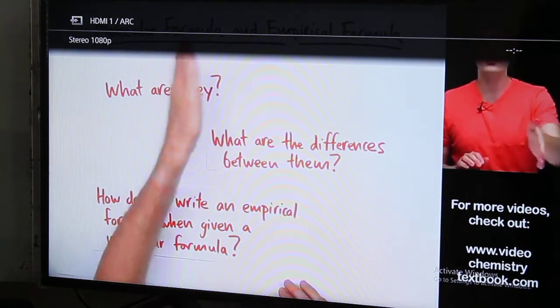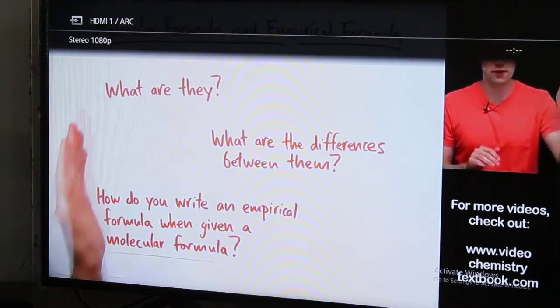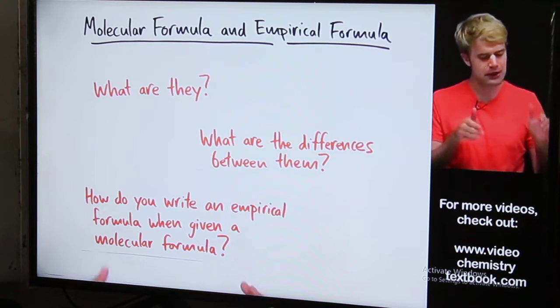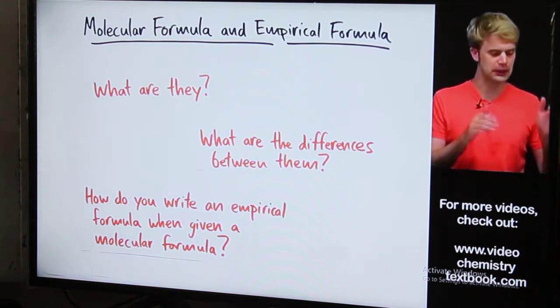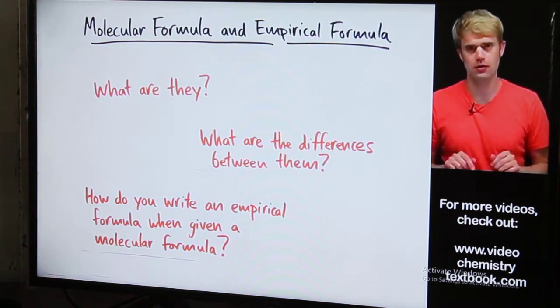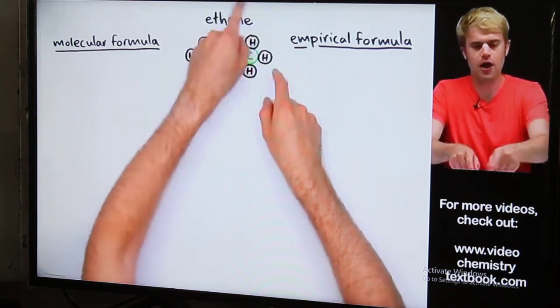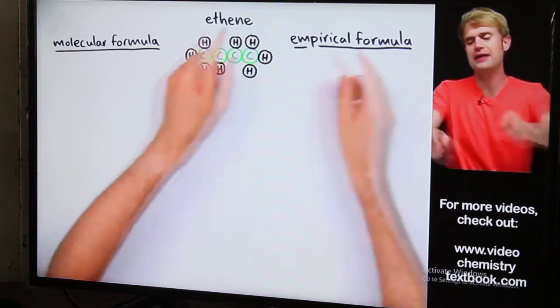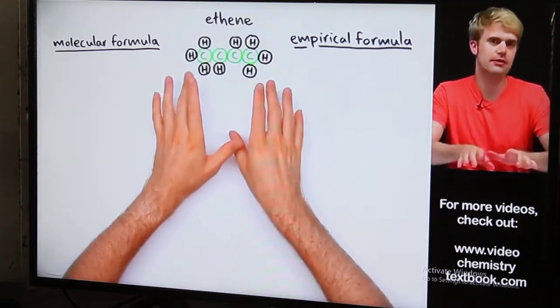Introduction to molecular formula and empirical formula. We'll talk about what they are, what the differences are between them, and we'll learn how you write an empirical formula when you're given a molecular formula to start with. Here's a molecule of the compound ethene. Let's see how to write a molecular formula and an empirical formula for ethene.